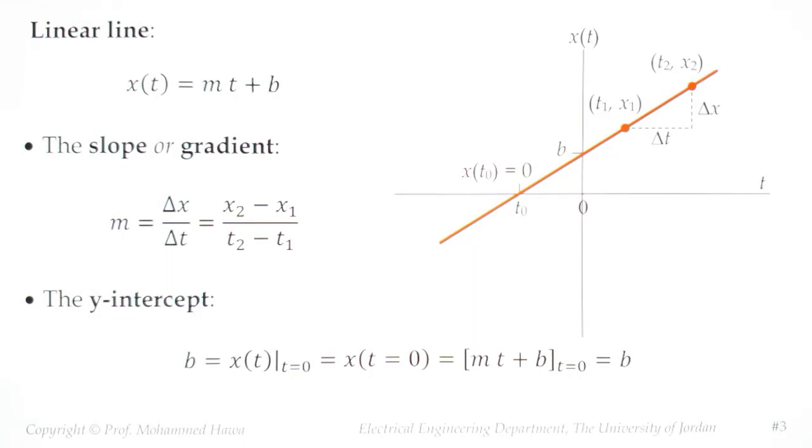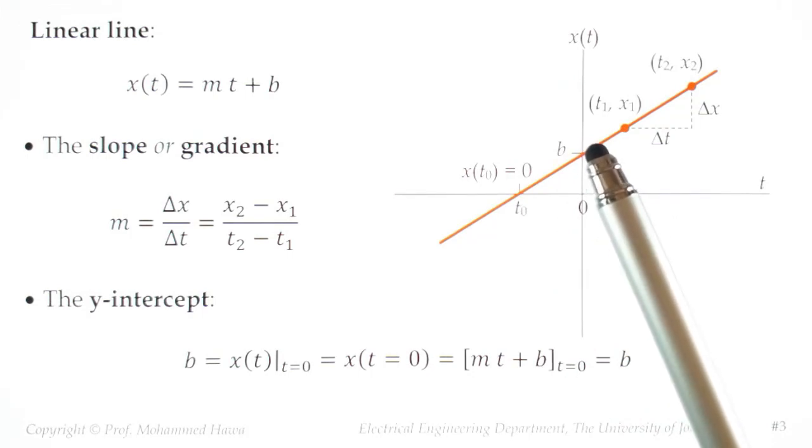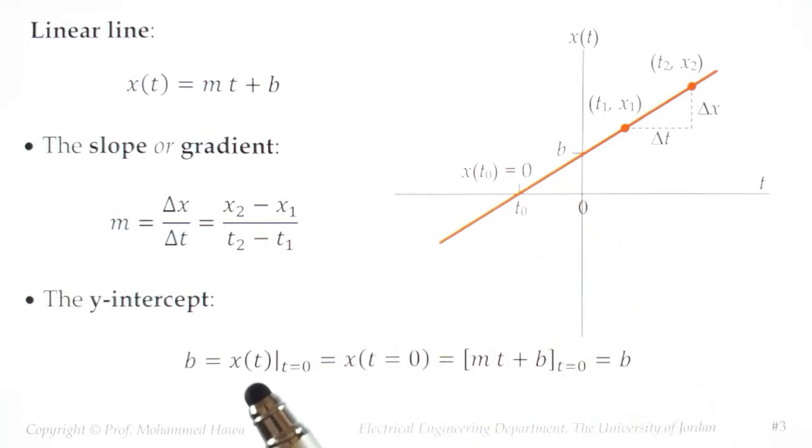If you want the y-intercept, it is the point where the linear line hits the vertical axis, x of t here, and that's called b. So it is the point of x of t where t is equal to 0. So you take the equation x of t and substitute t equals 0, zero time. If you substitute 0 here, you multiply it by the slope, what you're getting is 0, and you end up with the constant b, that's the y-intercept.